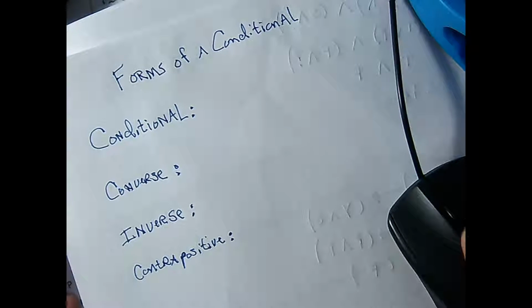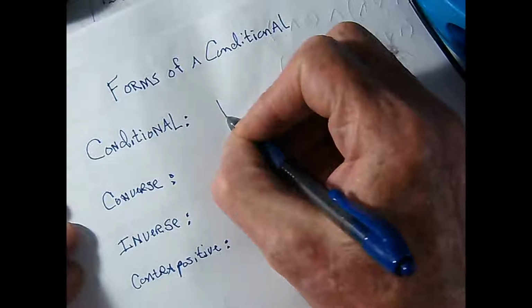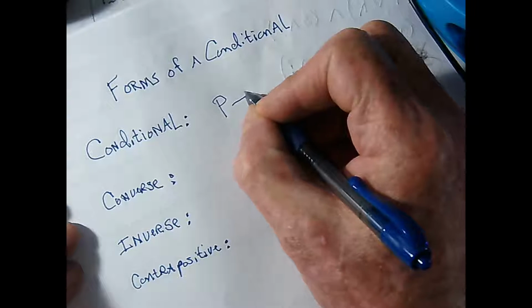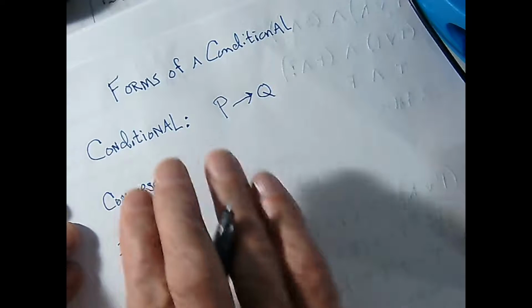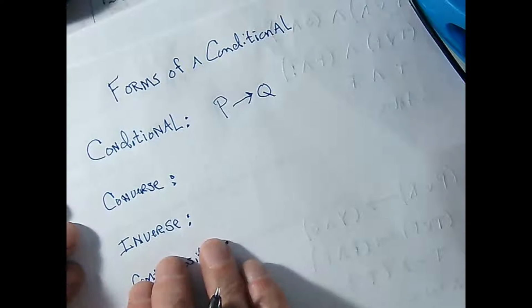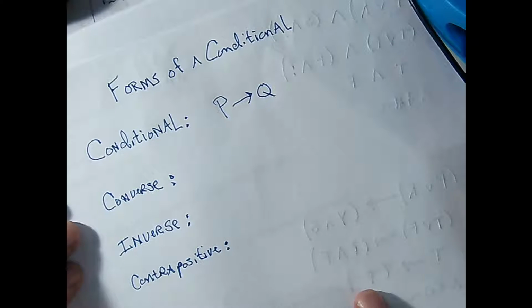Hi everybody. In this video I'm going to tell you about forms of a conditional. As you know already, a strict conditional takes this form: if P, then Q. But every conditional has a converse, an inverse, and a contrapositive. We need to study those forms and see the relationships that they hold.